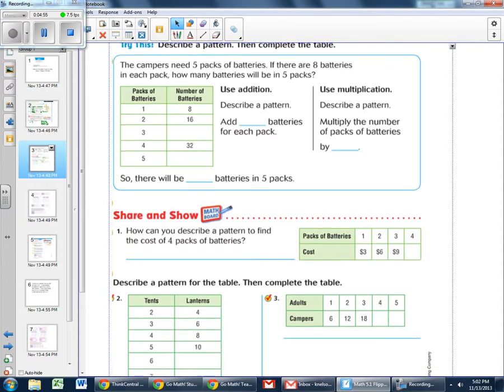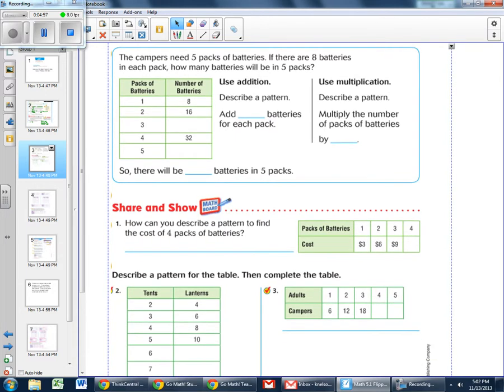Okay, now we're going to look at page 182. And again, we're trying to describe patterns, so not just jumping right in and solving the problems, but looking at them and being able to pick the problems out and figure out how to logically explain what we're writing about and finding the answers for. So it says the campers need 5 packs of batteries. If there are 8 batteries in each pack, how many batteries will be in 5 packs?